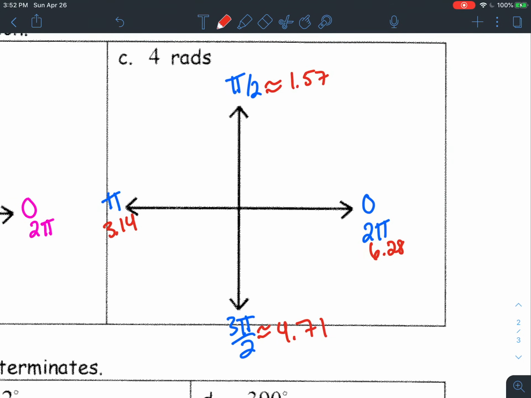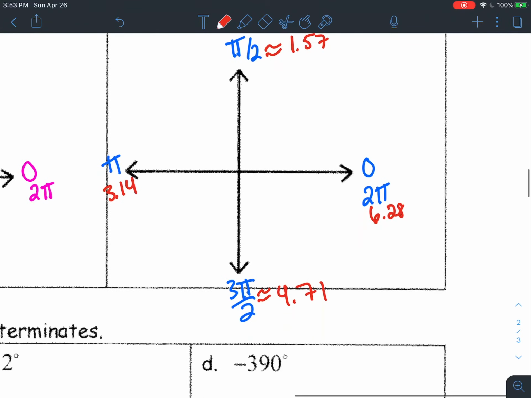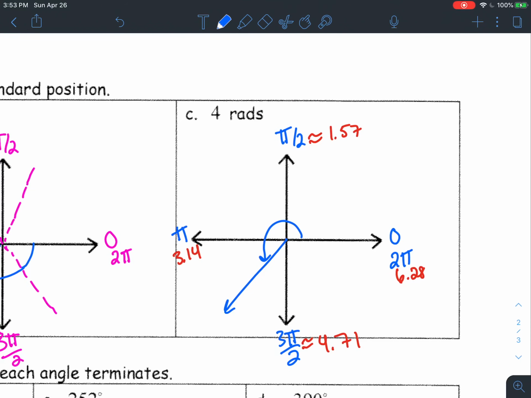Since I'm trying to graph 4 radians, I'm down here in quadrant 3, somewhere between pi and 3 pi over 2. Looking at where it is, it's almost halfway, not quite perfectly halfway between the two, but definitely in the middle somewhere. I'm not going to be super picky about exactly where it is. We just know it's about halfway between pi and 3 pi over 2. Okay.